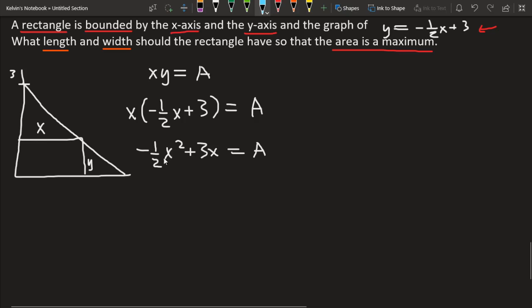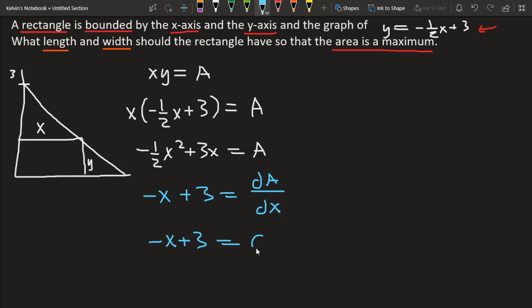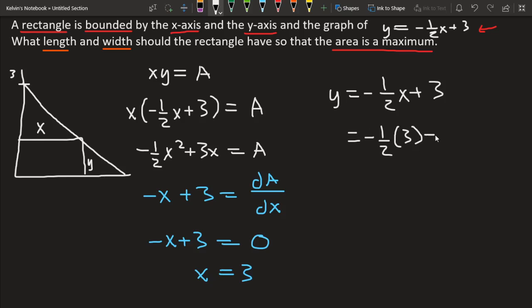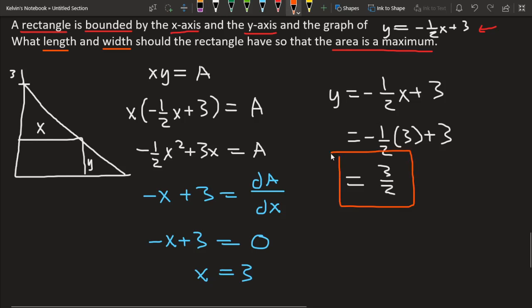Now we have to take our derivative of this, which would give us -x plus 3 is equal to the derivative of area over dx. And if we want to find our relative minimum or maximum, we set this equal to 0, like so. And we get that x is equal to 3. And then for y, we know from here that y is equal to -1/2 x plus 3. We'll write that in like that, and we know that x is equal to 3. So we get that y is equal to 3/2.